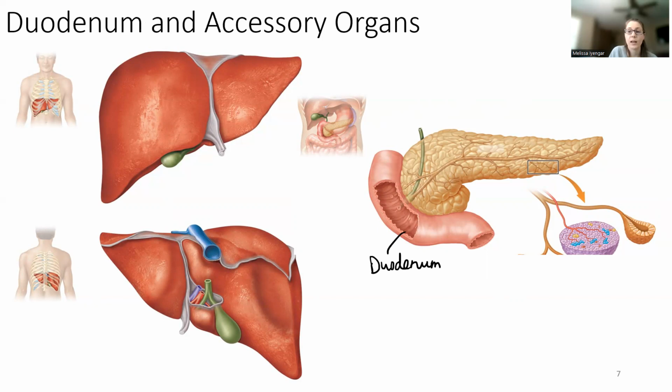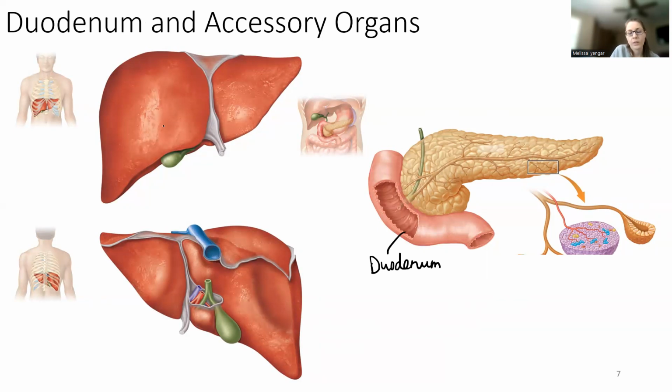The circular folds are going to help us do some mechanical digestion and also help us with some absorption, but not a whole bunch of absorption should be happening in the duodenum. Mostly what's happening is we start chemical digestion. And we're going to do that utilizing products from two or three things, okay?